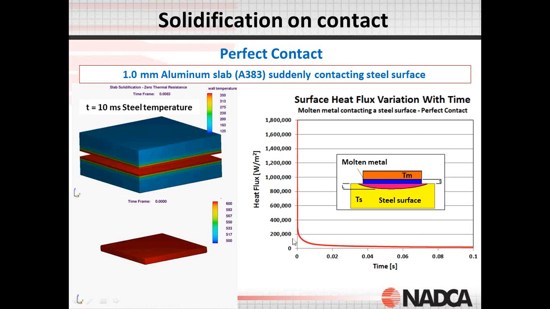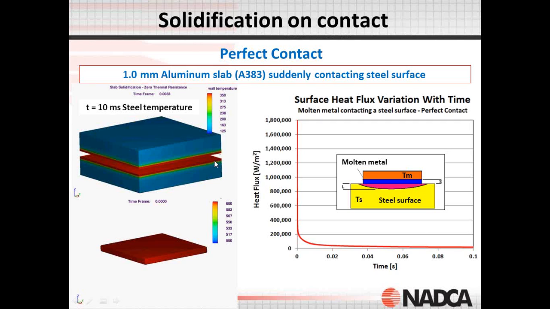Unfortunately, within the first 1 or 2 milliseconds of contact, there is a tremendous amount of heat transfer that can occur to the steel that we need to account for when we're looking at very thin parts. Here is a simulation in which we have a 1 millimeter thick gap sandwiched between 2 steel blocks.